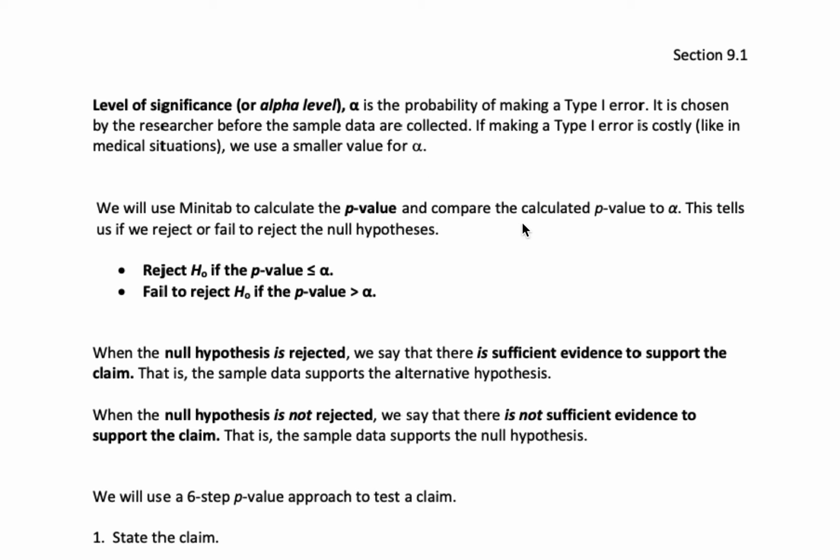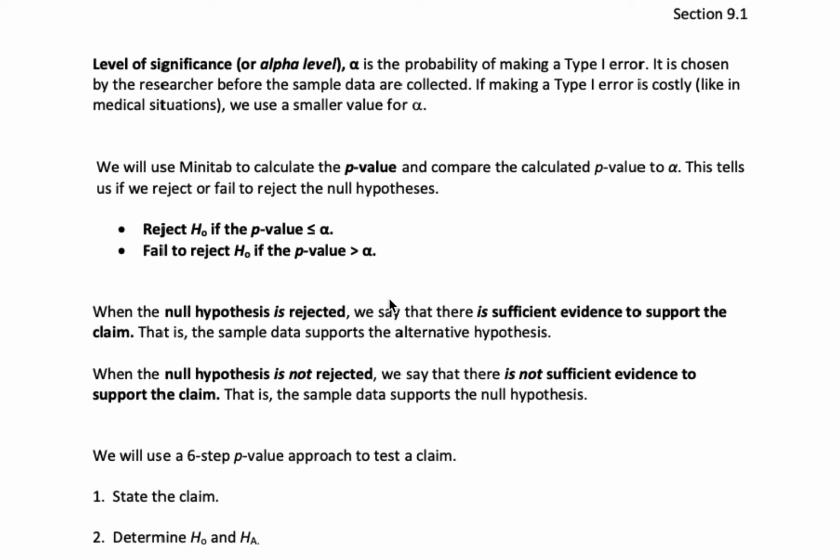And we compare the p-value that we calculate to the alpha value. And this will tell us if we reject or fail to reject the null hypothesis. Remember from the last video that when we're doing hypothesis testing, we're either rejecting or failing to reject the null hypothesis. Those are our only two choices. So we reject the null hypothesis if the p-value that we found is less than or equal to the alpha given to us in the problem. And we fail to reject the null hypothesis if that p-value is greater than alpha.